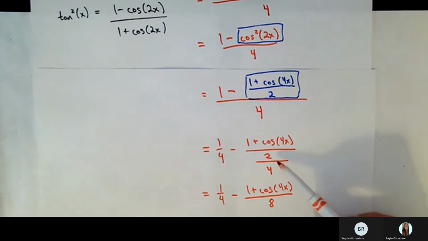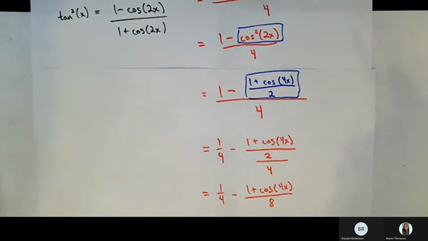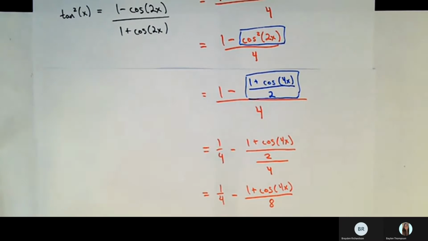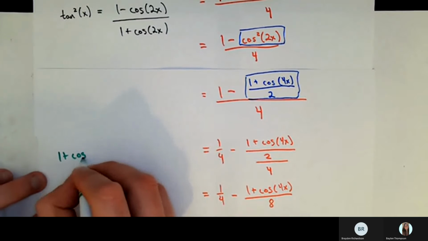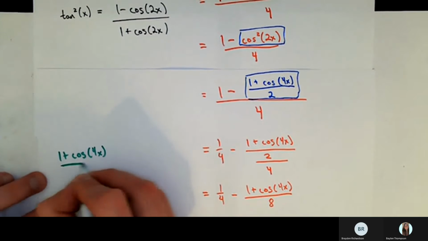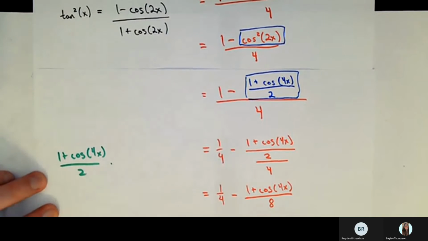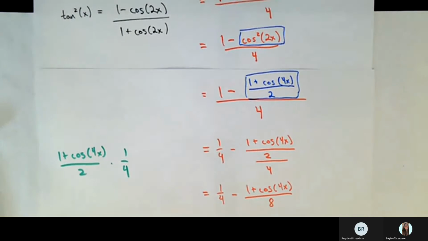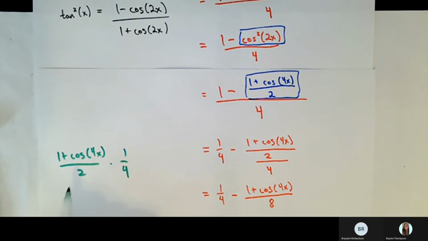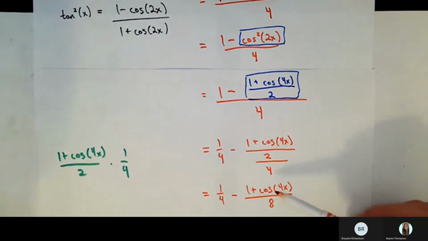Let me do that off on the side in case you're still wondering where that 8 came from. 1 plus cosine of 4x over 2 times, and so instead of dividing by 4, I'm multiplying by its reciprocal. That's where the 8 is coming from in the denominator, because 2 times 4 is 8. Good. Now it's in a single power of cosine. That's exactly what I wanted.